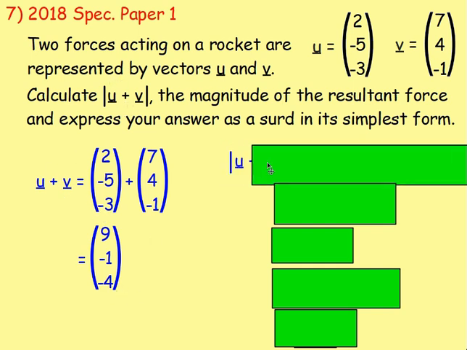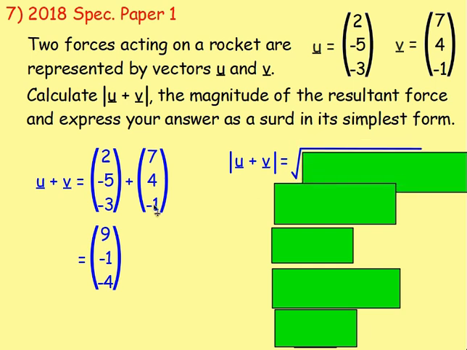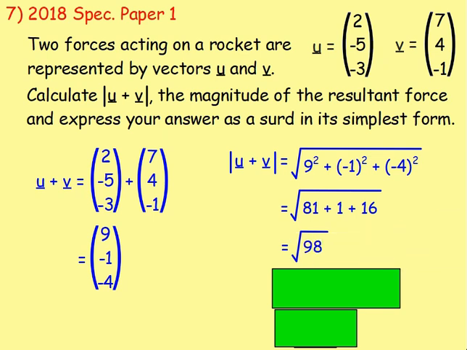However, we want the magnitude of that. So we can now say the magnitude of U plus V will be... And how do you go about getting the magnitude? Yeah, well done, Tintin. You would have the square root of, and then you've got the 9 squared, plus the negative 1 squared, plus the negative 4 squared, which becomes then the square root of 9 times 9? 81. Good. Negative 1 times negative 1? Positive 1. Good. And negative 4 times negative 4? Positive 16. Good. And if you add them together, you would have the square root of 98. It is indeed.